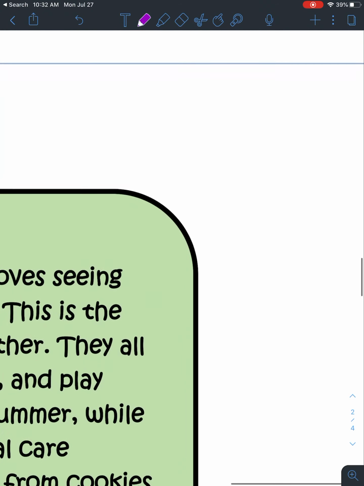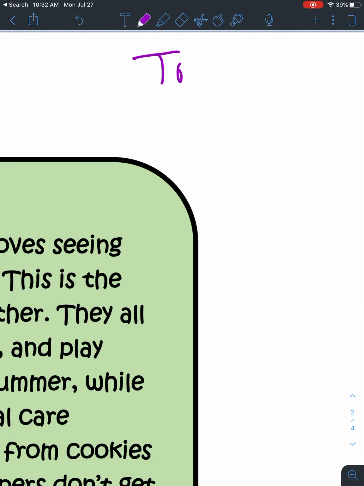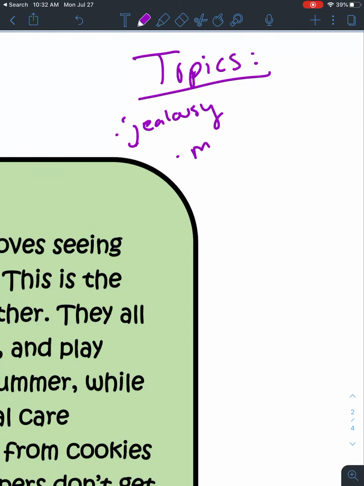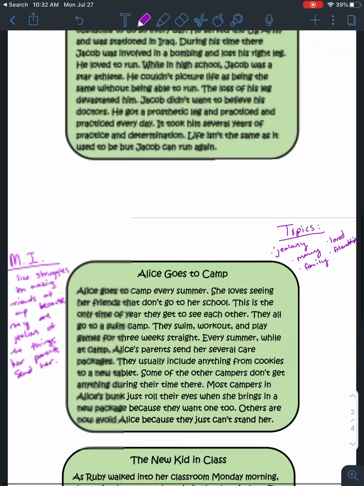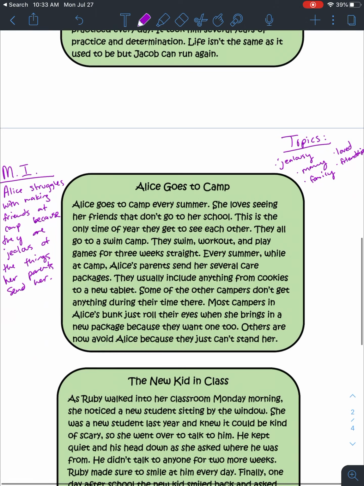Now, before coming up with our theme, I want to go over some topics that are perhaps present in the story. So obviously jealousy was a big one here, that other people are jealous. Maybe it comes down to money and having things. Maybe it's the idea of family connections or the idea of being loved. Definitely the idea of friendship. Let's take a look at some of the words that we're seeing here.